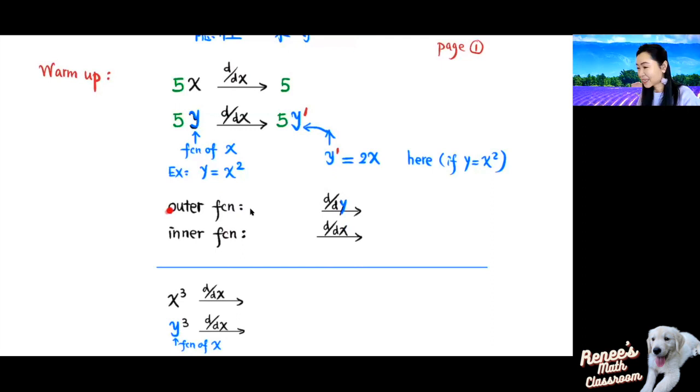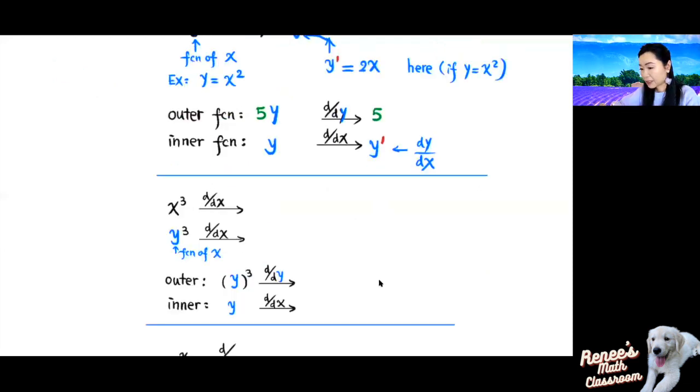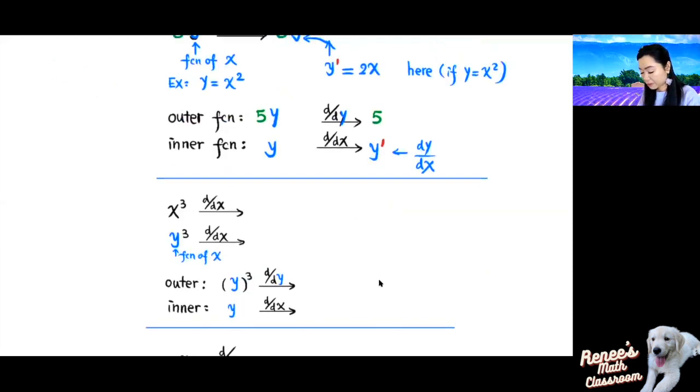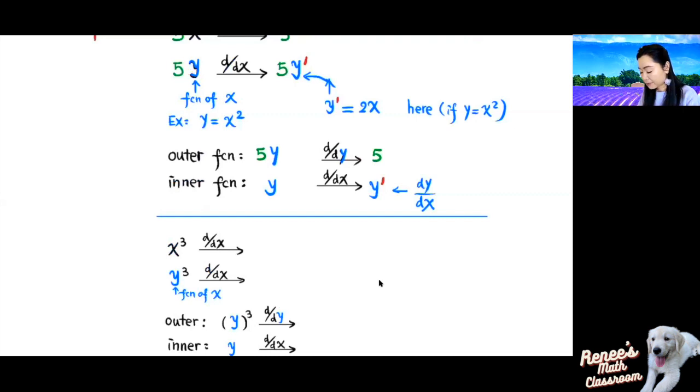Well, I actually broke it down into steps right here. The outer function for this one, this is actually a composition of two functions. The outer function is phi y. When you differentiate that with respect to y, you get phi. And then the inner function is this y over here. When you differentiate that with respect to x, you get y prime, which is the same as dy dx. So the derivative of phi y is going to be phi times y prime. So you need the y prime there.